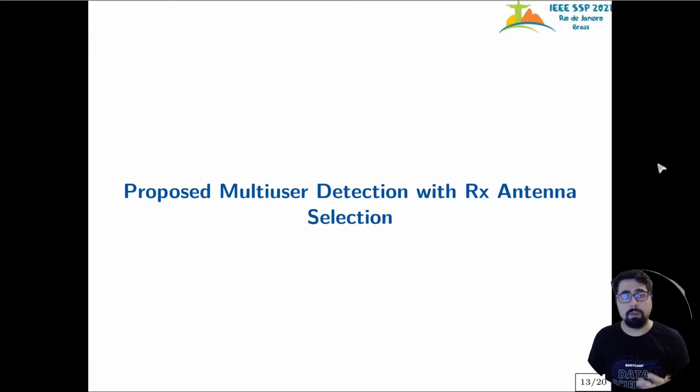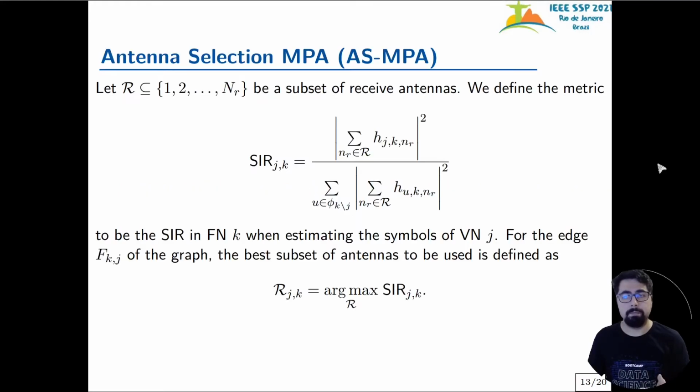Herein we call this algorithm antenna selection MPA. Consider calligraphic R being any subset of the set of receive antennas. We propose the heuristic metric of the signal to interference ratio, SIR, in function node K when estimating the probability of a projection from user J as the following equation. On top, we have the power of the sum of fadings of user J over this subset of antennas.